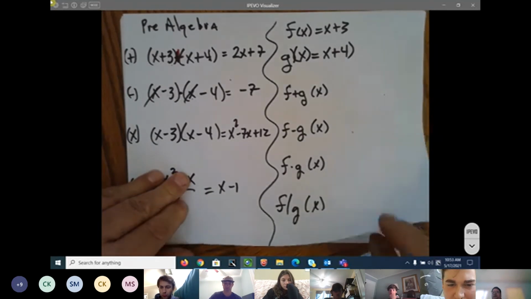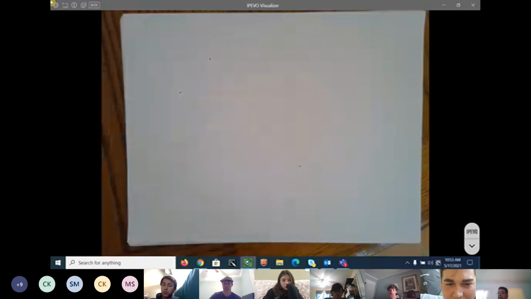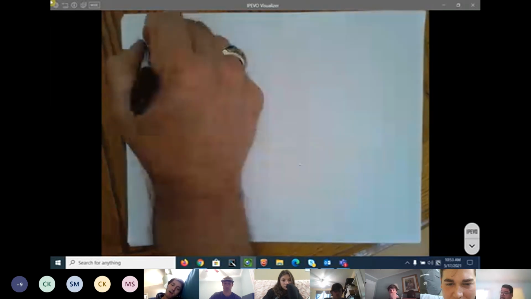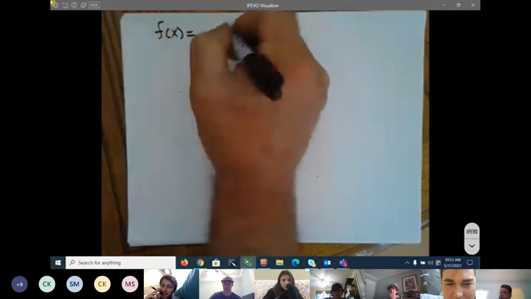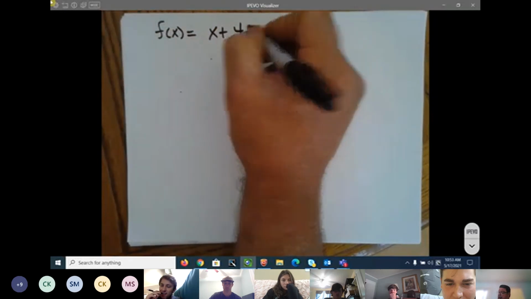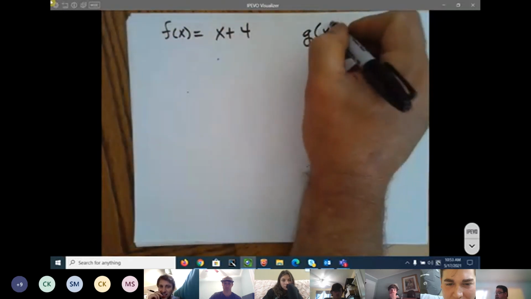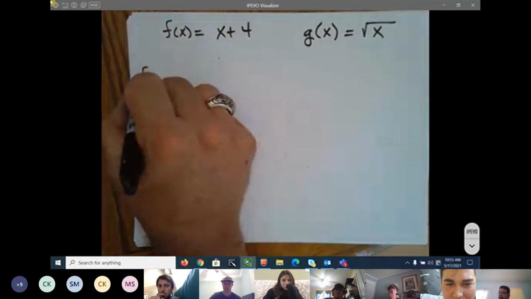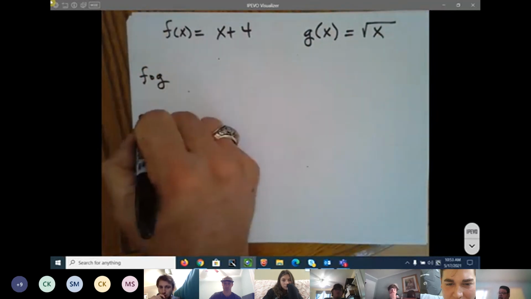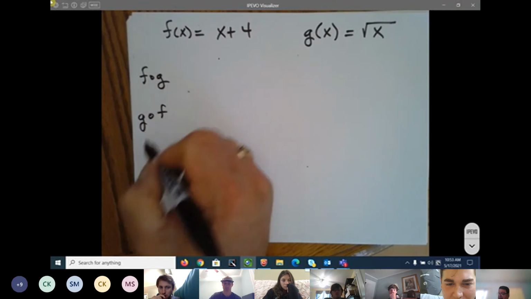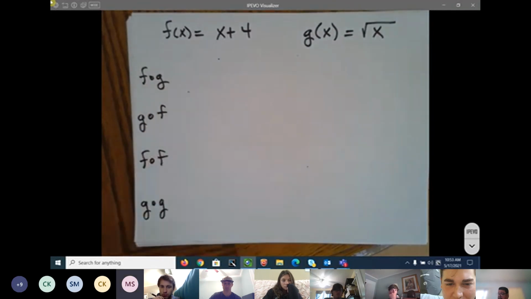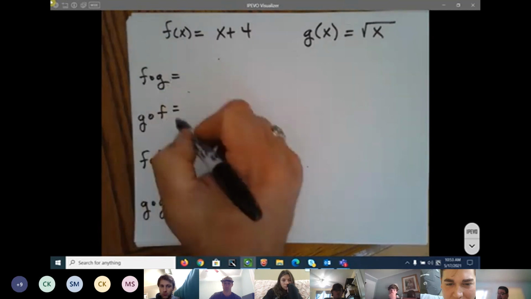It tells me that you know the material. How about this? How many of you suck at this? f of x is equal to x plus 4, and g of x is equal to the square root of x. And I want f composed of g, g composed of f, f composed of f, and g composed of g. I'll guarantee you some of y'all suck at this.